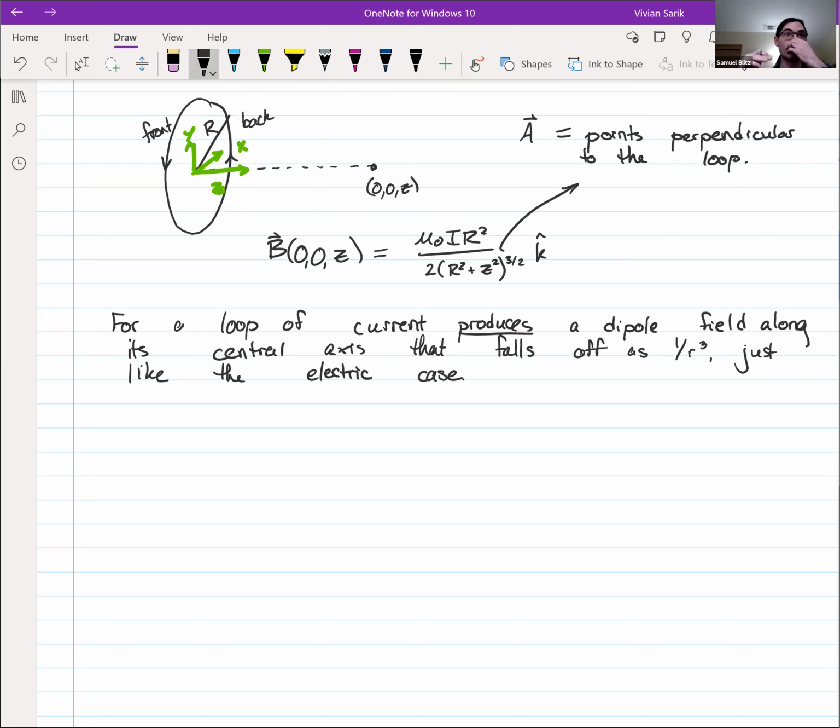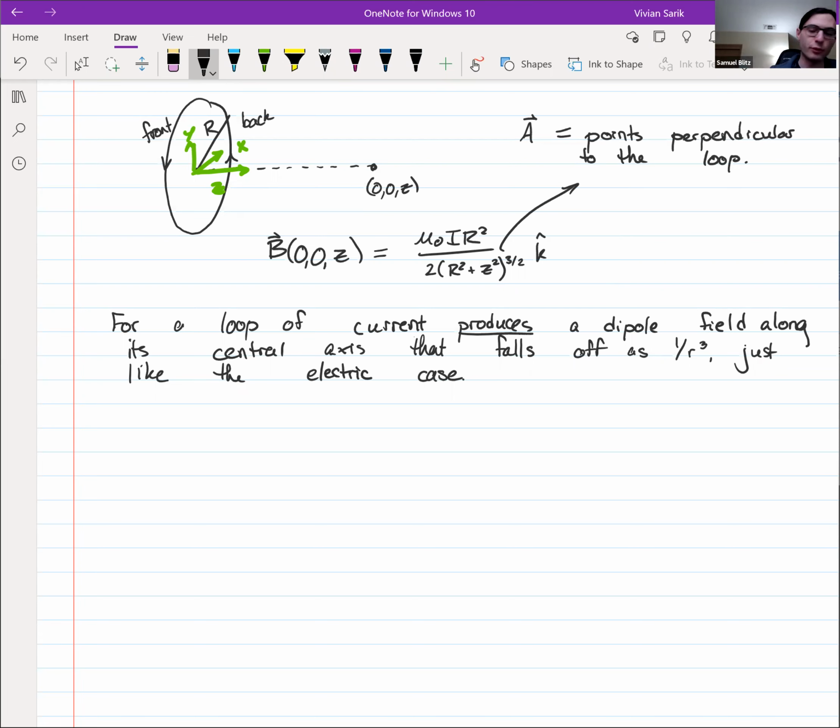So they match up. So this is all just to say that all of the properties that you might expect from an electric dipole, the magnetic dipole has very nearly the same properties. Hence, we can refer to a loop of current as a dipole. It is a magnetic dipole.